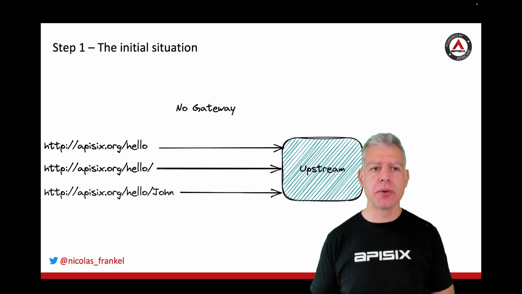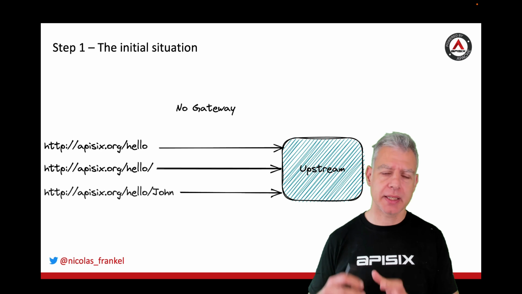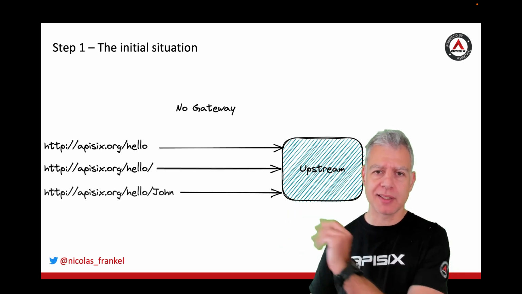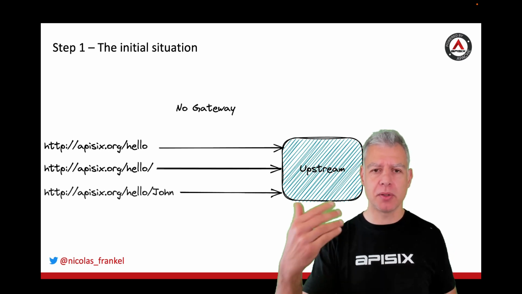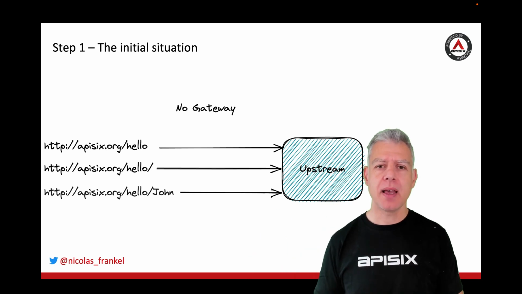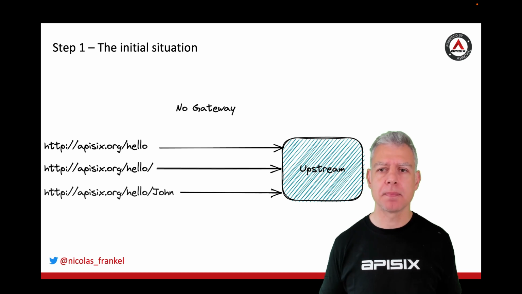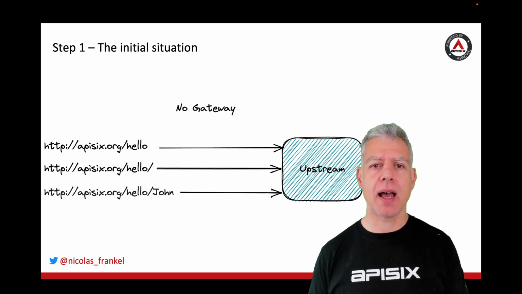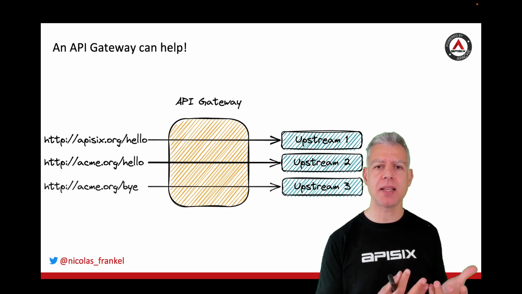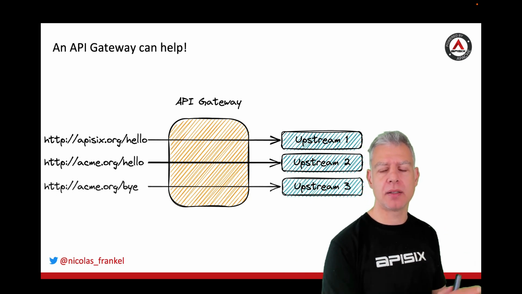So this is probably your initial situation. You have an upstream. Here I'm using the word upstream for a reason that I will explain later. You can think of an upstream as a regular web app or application or whatever. And you have a couple of endpoints that you expose over the internet. And I'm telling you, hey, everything will be solved if you put an API gateway between your upstream and your clients.